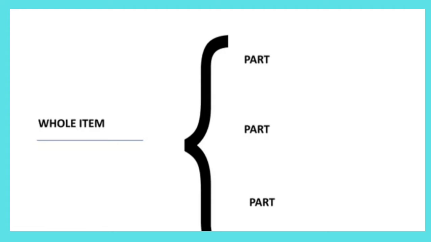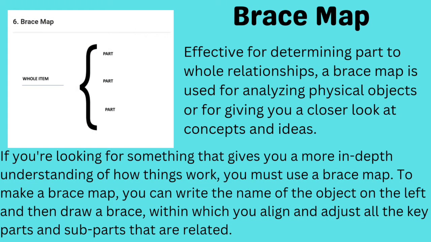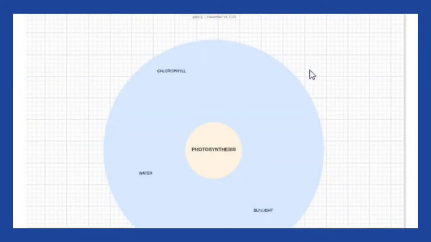Brace map. Now what is a brace map? Effective for determining part-to-whole relationships, a brace map is used for analyzing physical objects or for giving you a closer look at the concept and ideas. If you are looking for something that gives you more in-depth understanding of how things work, you must use a brace map. To make a brace map, you can write the name of the object on the left and draw a brace within which you align and adjust all the key points.